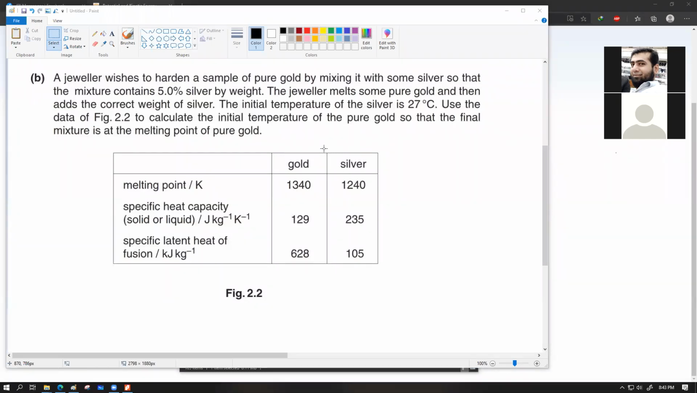This is the information that you have to visualize properly. Try to think about it, what is happening. The jeweler is going to mix some 27 degrees Celsius silver, which is essentially solid silver, with some hot gold so that the final mixture temperature would be the melting point of gold. So the silver should have its temperature increase from 27 degrees Celsius to the melting point of gold. So the silver part would essentially absorb heat, which should dictate that the gold part should give up heat, which means the initial temperature of the gold should be higher than the melting point. First, understand this much.